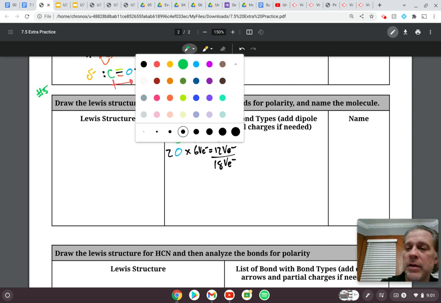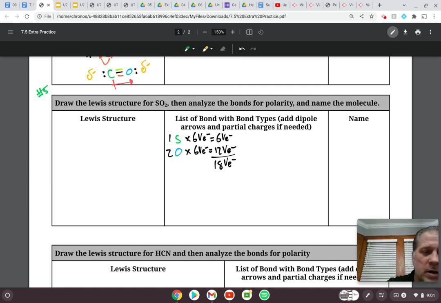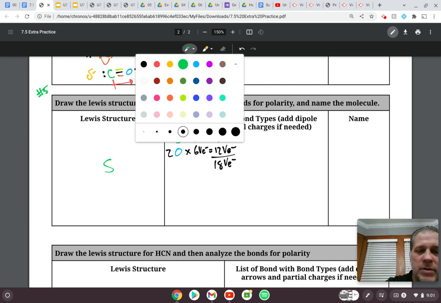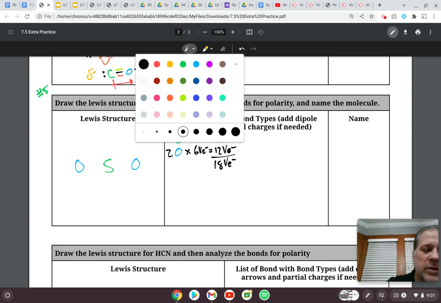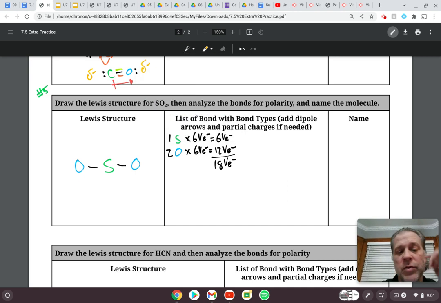So like we've been doing, we always take our central atom, place it in the middle, and we're going to add the oxygens to either side and bond them together with a single bond. And so I've used two single bonds, so that's 4 electrons. So 18 minus 4 is 14 valence electrons.